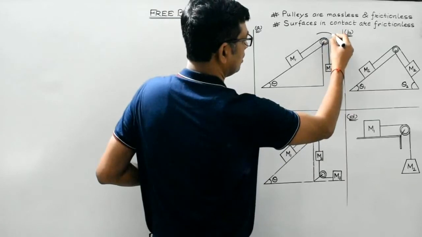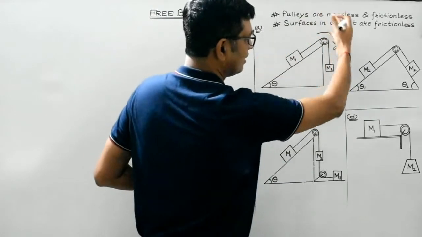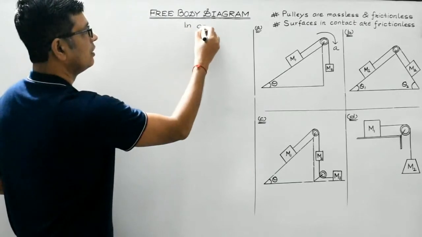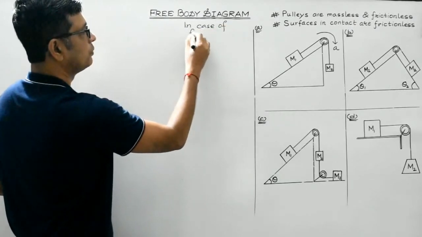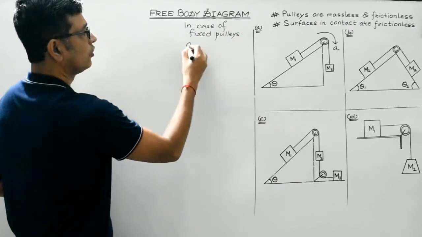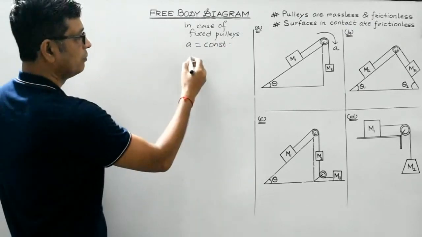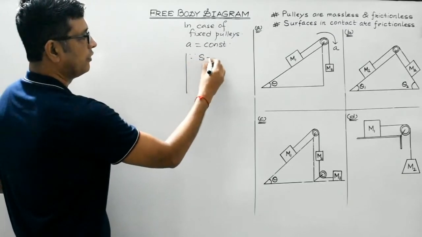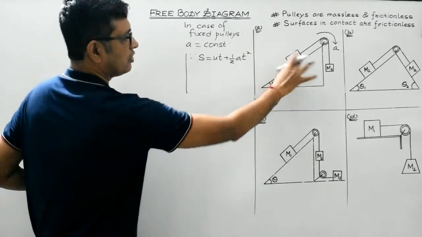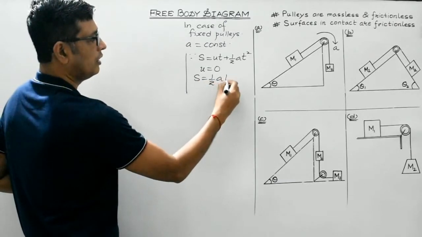Suppose the system of the body gets accelerated along this direction. Now, as we are aware, students, in the case of fixed pulley, acceleration of the bodies constituting the system is constant. Why? Because we are aware of second equation of motion, S equals ut plus half at square. Initially, both the bodies are at rest. So what do you get? S is equal to half a t square.